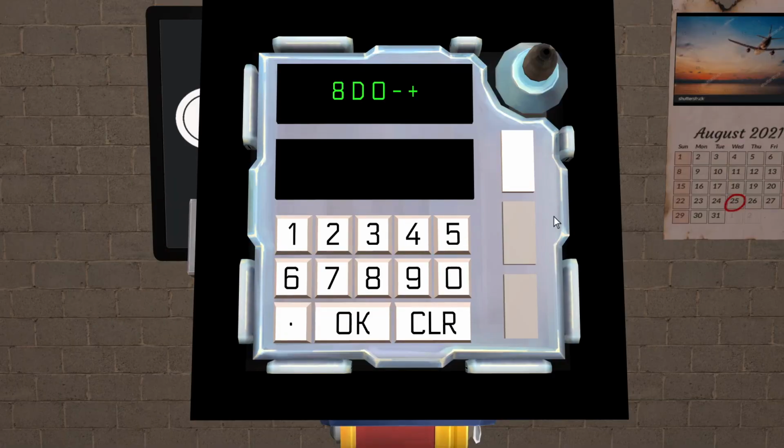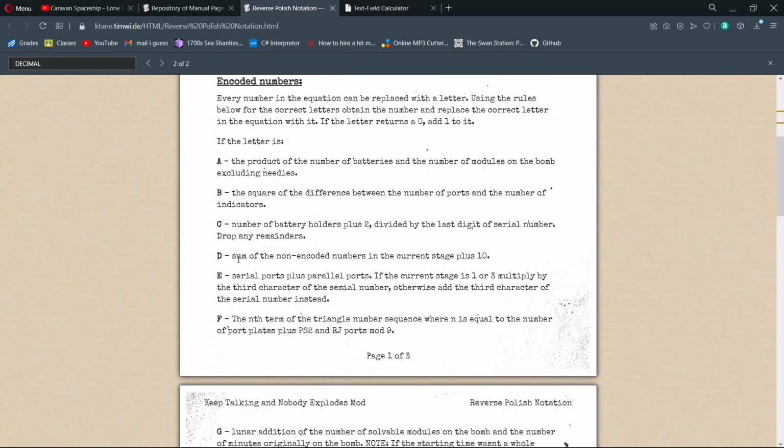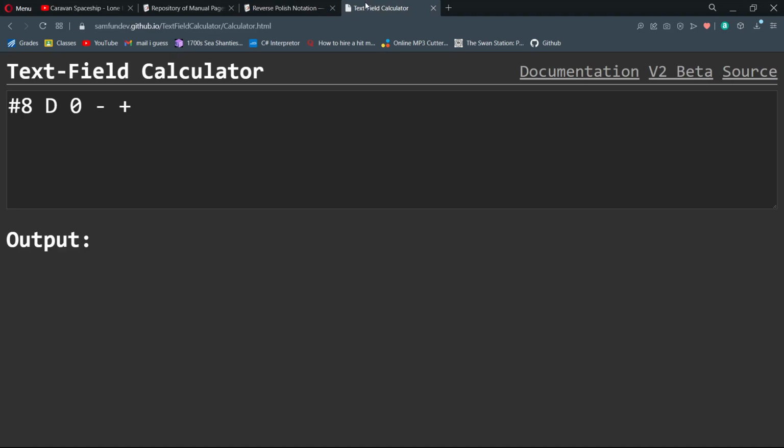Okay. Ooh, this is a nice one. Stage 1, all the operators are on the right. Okay. So our current equation is 8, d, 0, minus, plus. Alright. So, d, let's go ahead and translate d. Sum of the non-coded numbers plus 10. Well, that's just going to be 18.